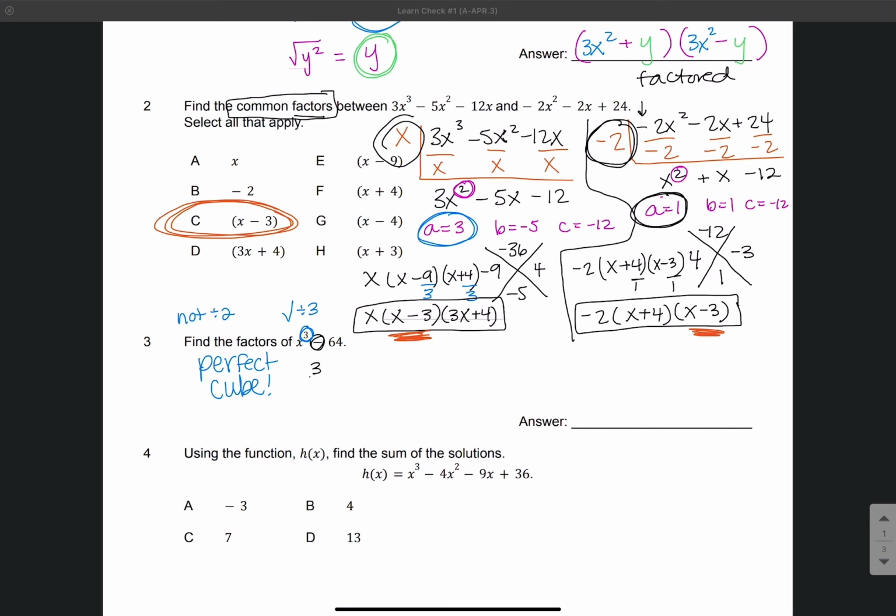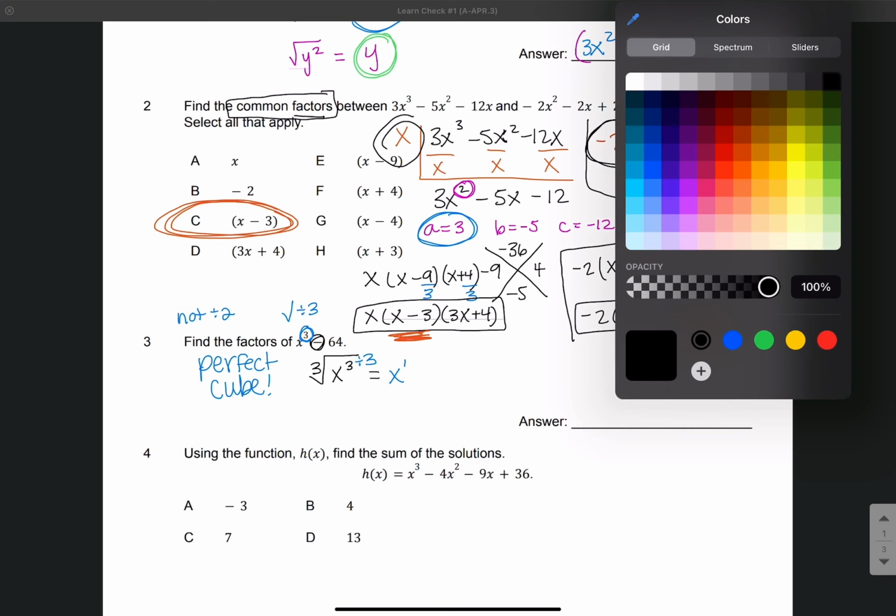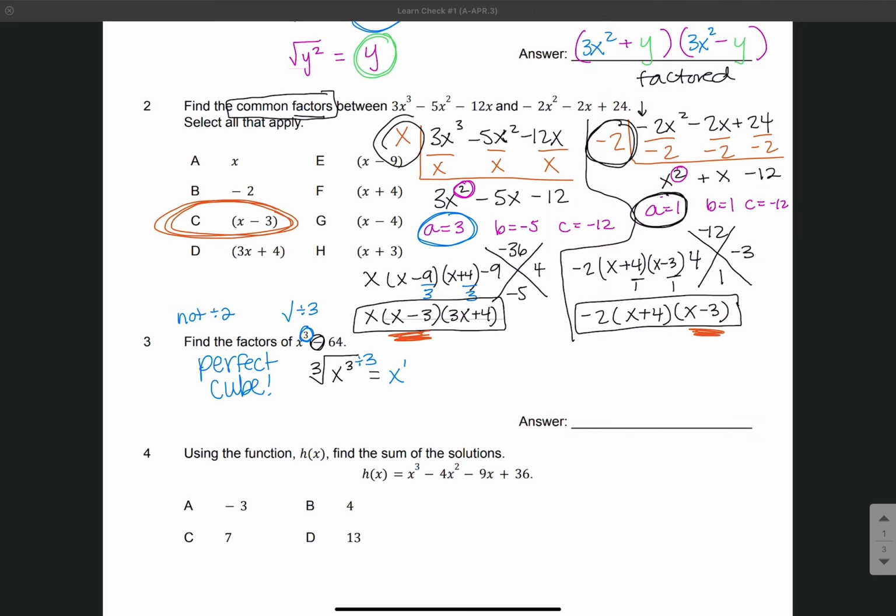So if I do the cubic root of x cubed, remember that means we're taking our exponent and we are dividing by 3. So that means we would have x to the first power. Then, leave the negative sign because that's part of the pattern, the cubic root of 64. And we know that that's going to be 4 if we do it in our calculator. So that means this is definitely a perfect cube.